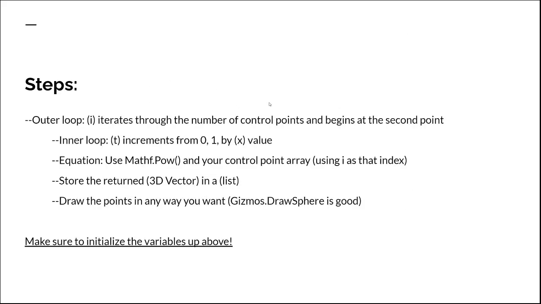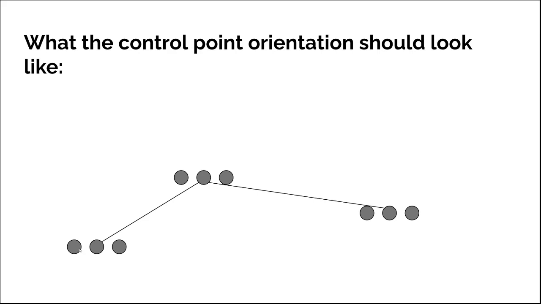Alright, so here are the steps. So first of all, we have an outer loop and an inner loop. The outer loop, which is I, iterates through the number of control points and it begins at the second point, because this point right here won't influence anything.